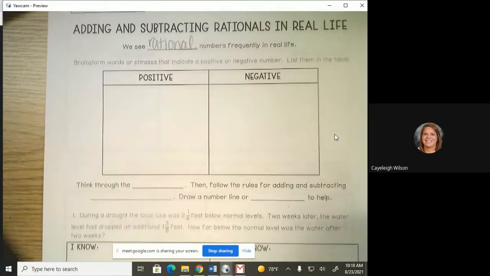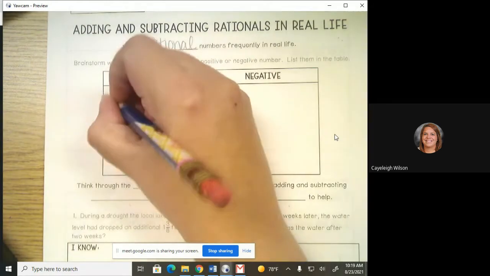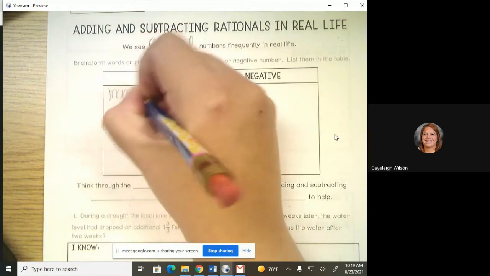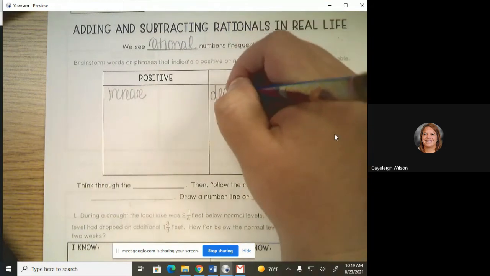So we're going to talk about some words or phrases that mean a positive or a negative number in real life. A couple things that I can think of would be an increase. An increase would be a word that we use in real life that means a positive number, and the opposite would be a decrease.